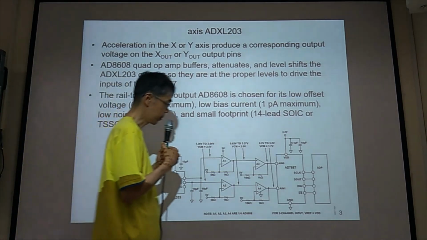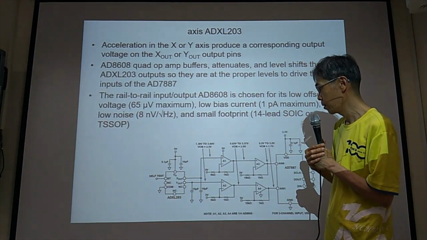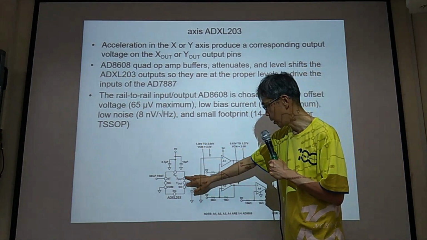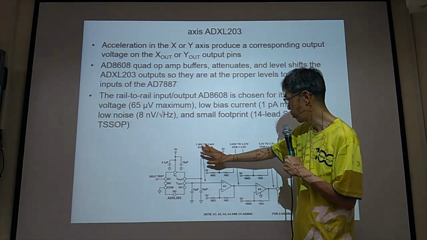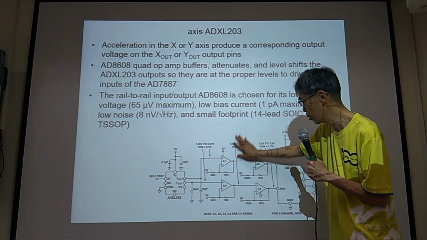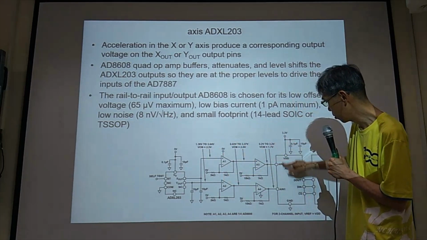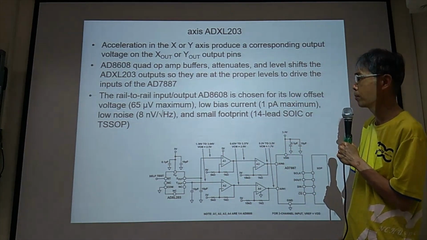So now suppose the output from X out, Y out, we have a range. Then first stage, we shift the output range. We have a new range. Second stage, we shift the range to meet the input range of this AD converter.